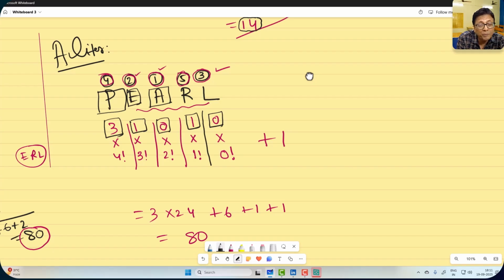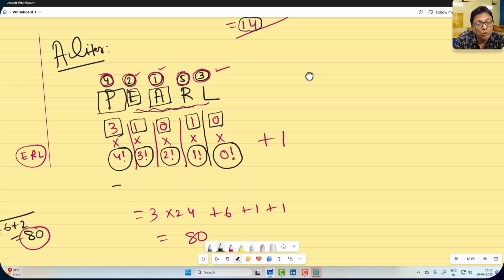On the right side of P, how many are there? 4. Their arrangement can be done in 4 factorial. On the right side of P, how many are there? 3. Their arrangement will be 3 factorial. Right side of A, 2 are there, their arrangement will be 2 factorial ways. Right side of R, 1 is there, it will be 1 factorial. Right side of L, no, it is 0 factorial. And then plus 1. So how many will be there?